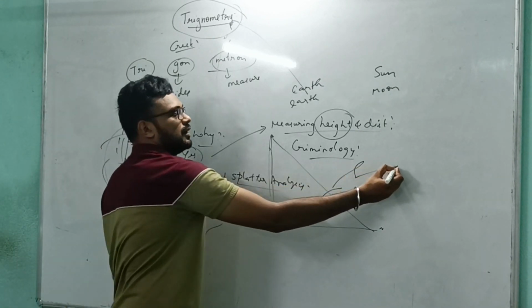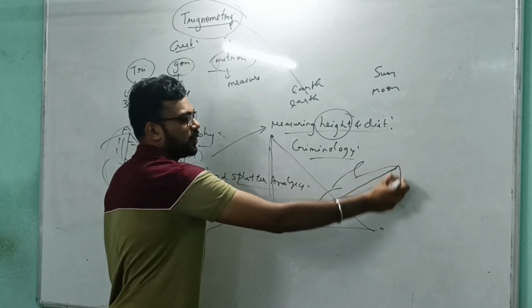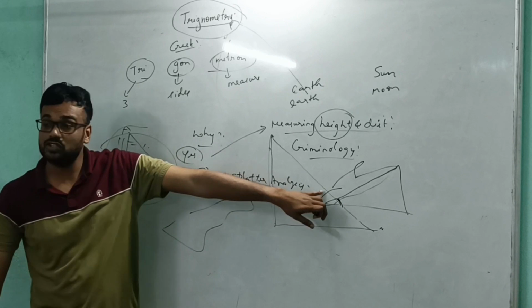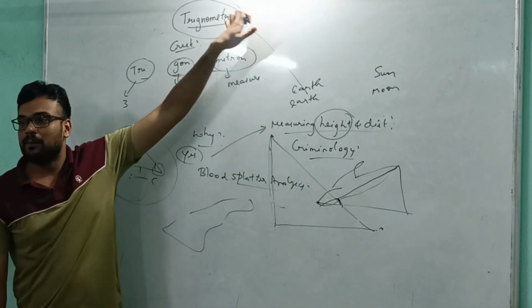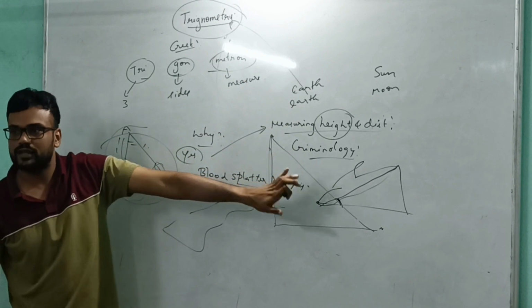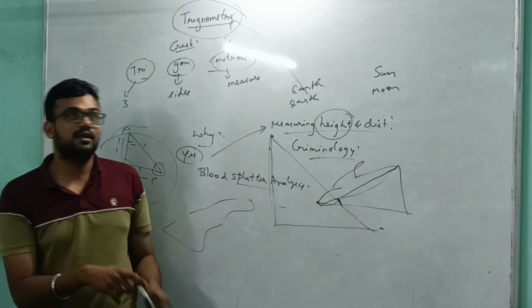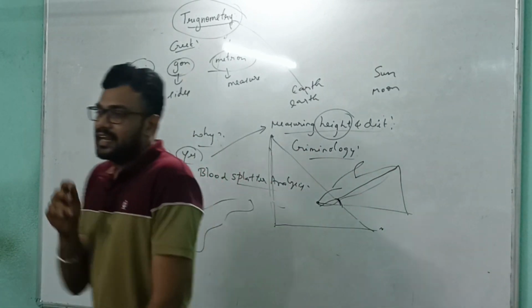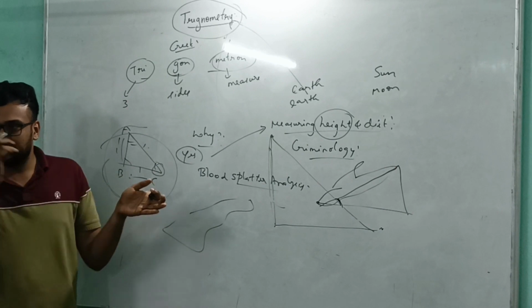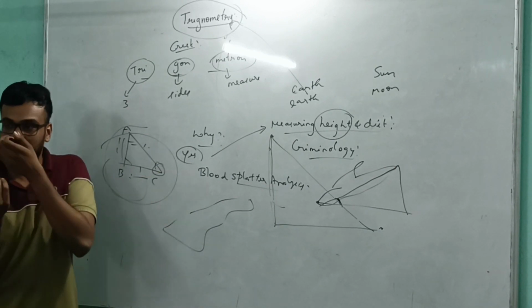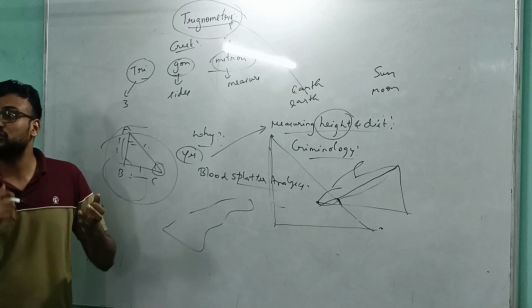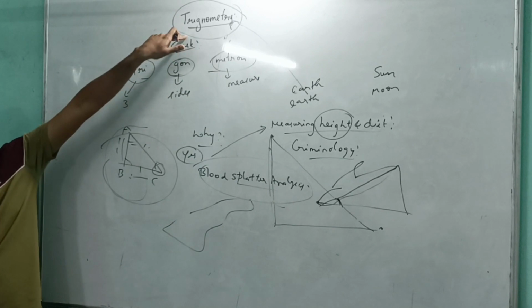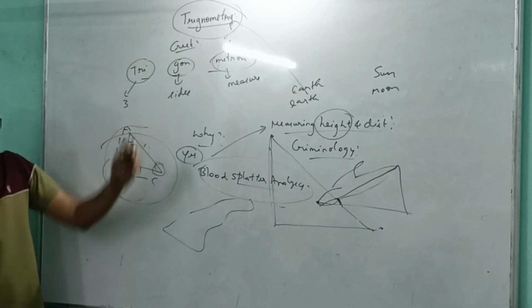A tip here: draw a perpendicular, draw something like this, and this will make an angle somewhere here. Correct? Based on that angle, using trigonometry, the forensic person can exactly tell how far the gunshot or the person holding the gun was, or what kind of gun he was using. The speed of the bullet, everything can be predicted by using this blood splatter analysis, and that is using trigonometry.